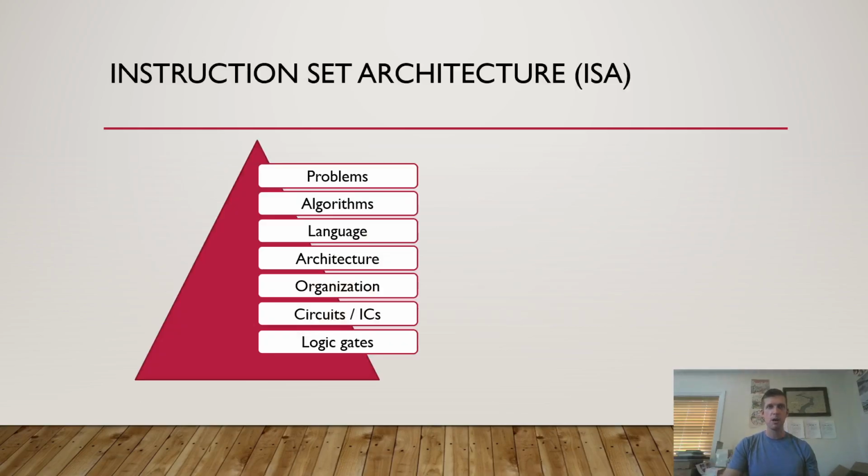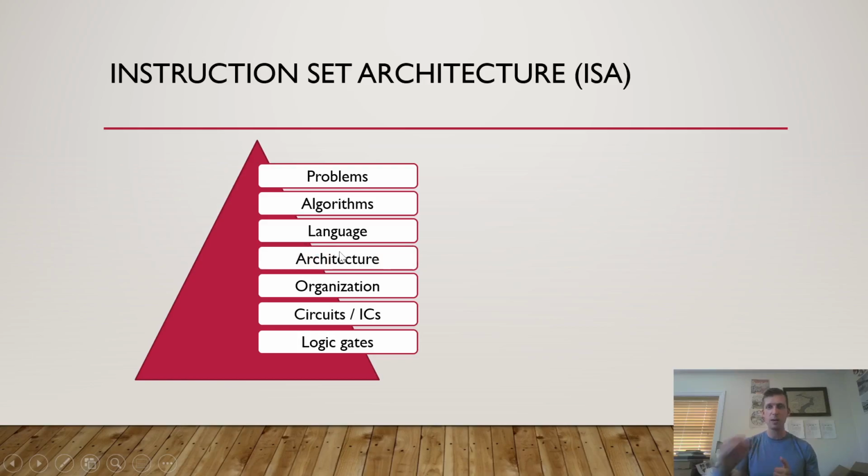Let's get started. On the left here is our pyramid of abstraction, which hopefully is familiar to you. Recall that this shows us how we take simple logic gates and build them all the way up into awesome computers that implement software languages that let us solve tough problems. It's the organization and architecture levels here where we're going to spend most of our time in this course. The instruction set architecture is effectively synonymous with architecture on this level of the pyramid.